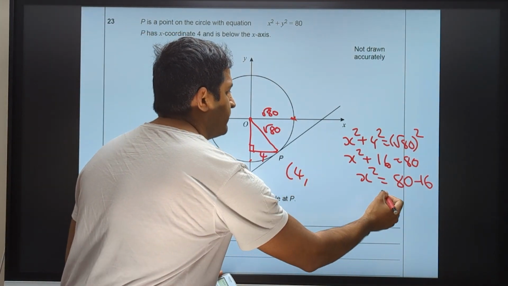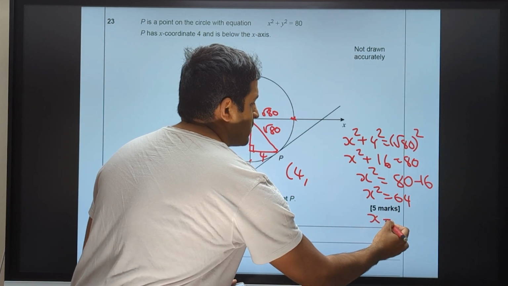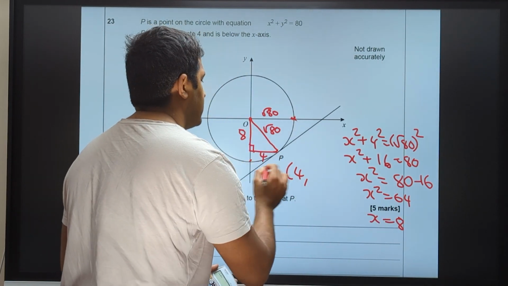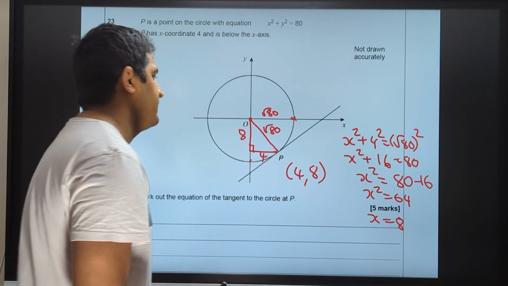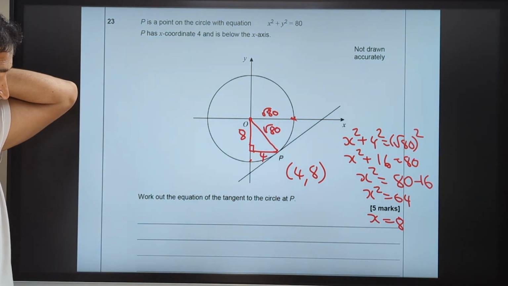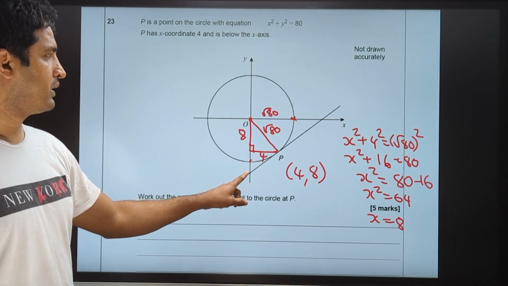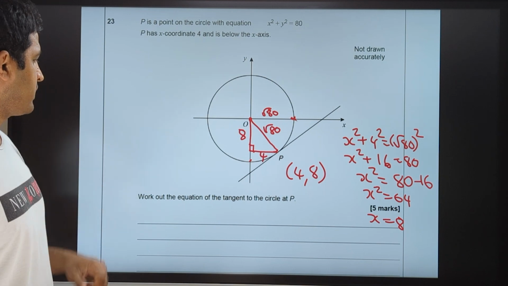It works out to be 8. The square is 64, that gives you 8. So this length here is 8, so the y coordinate of P is 8. So we know the one point of that. What other things we know is that we know the x coordinate of that one. We just need to work out what the y coordinate is going to be.